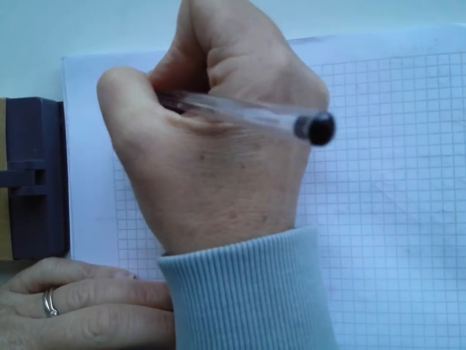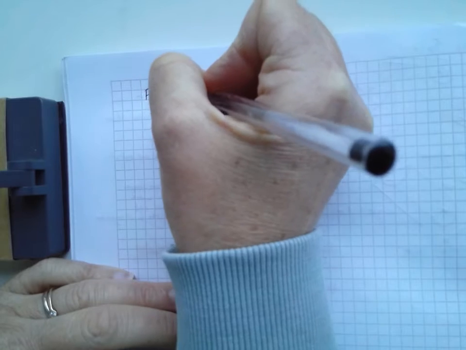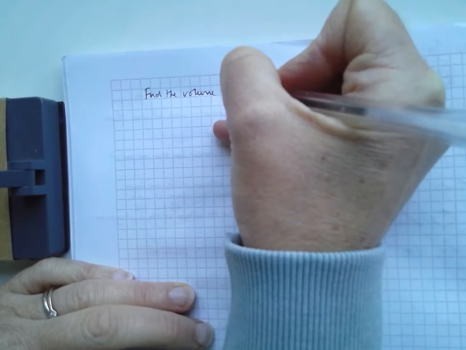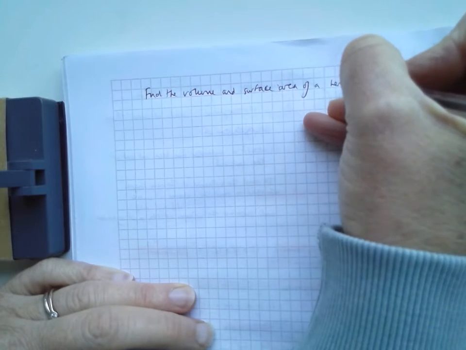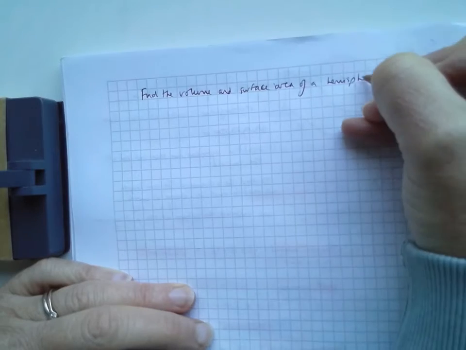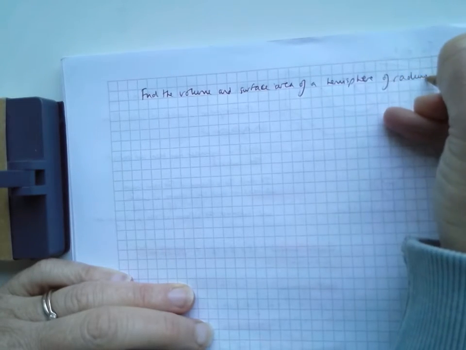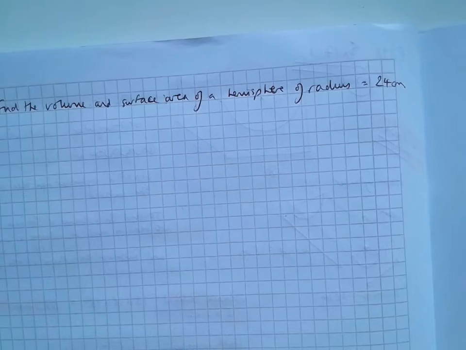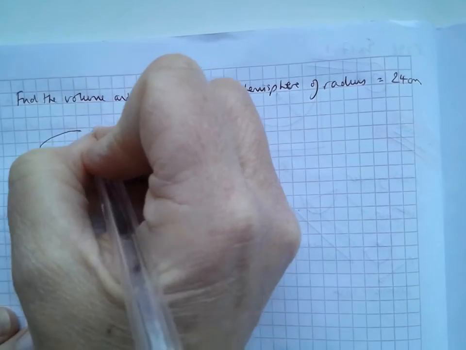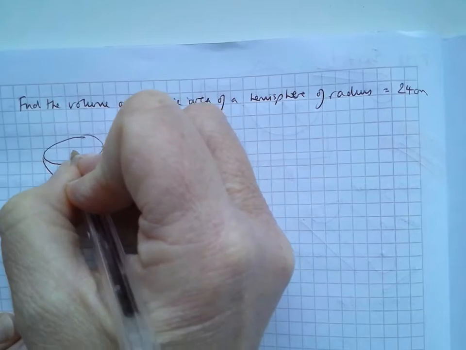So here we have a question that says find the volume and surface area of a hemisphere of radius equal to 24 centimeters. Okay, so find the volume and surface area of a hemisphere of radius 24 centimeters. So what do we have? We have a hemisphere, so let's draw a picture. Here's our hemisphere. The radius is 24.